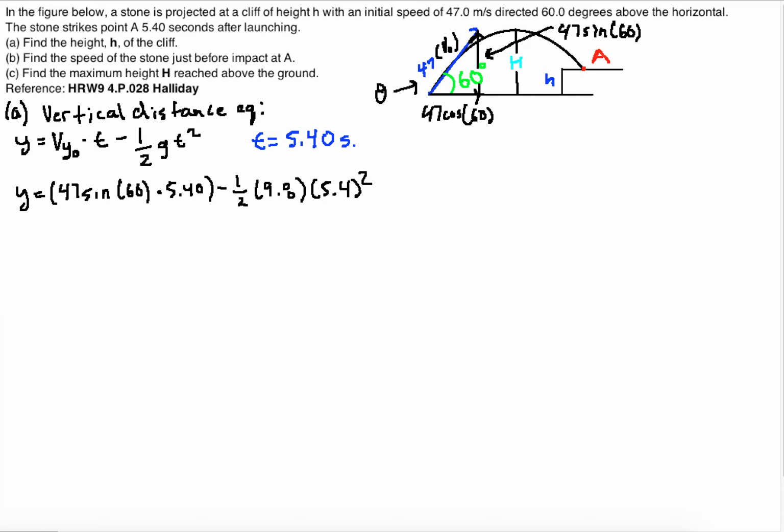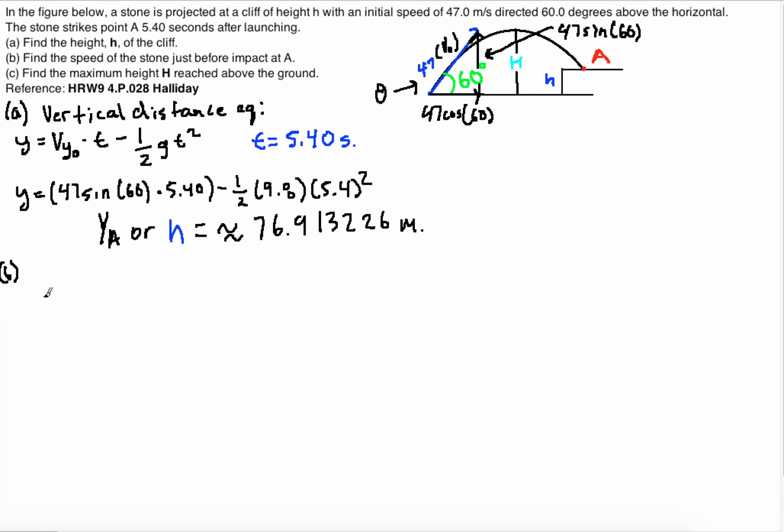And evaluating that, we get that y of A, or effectively h, is equal to about 76.913226 meters. Alright, so that's part A. So now let's take a look at part B.